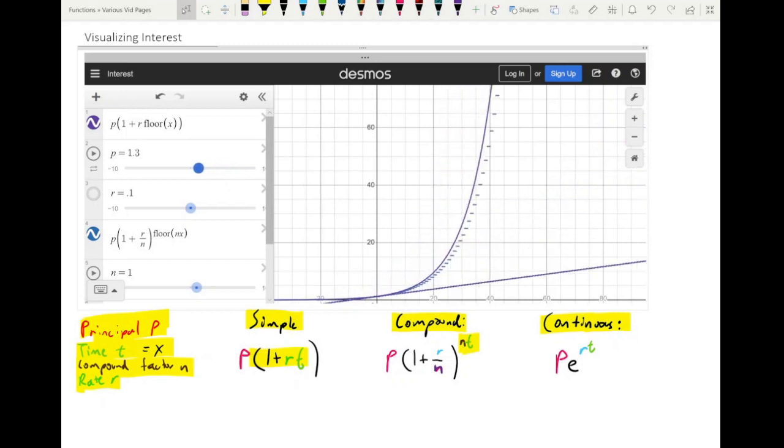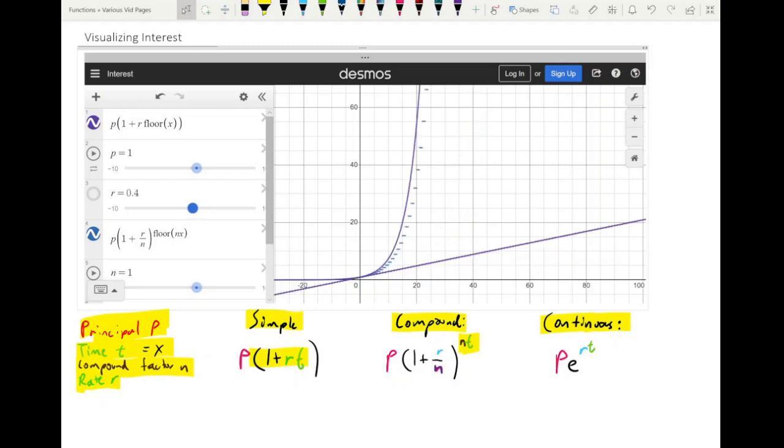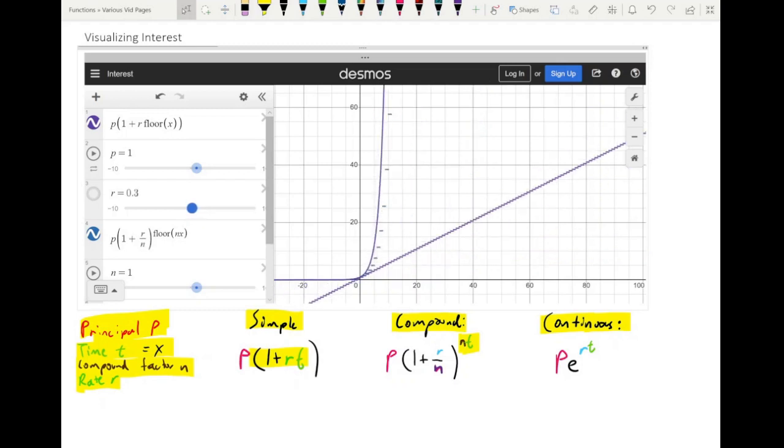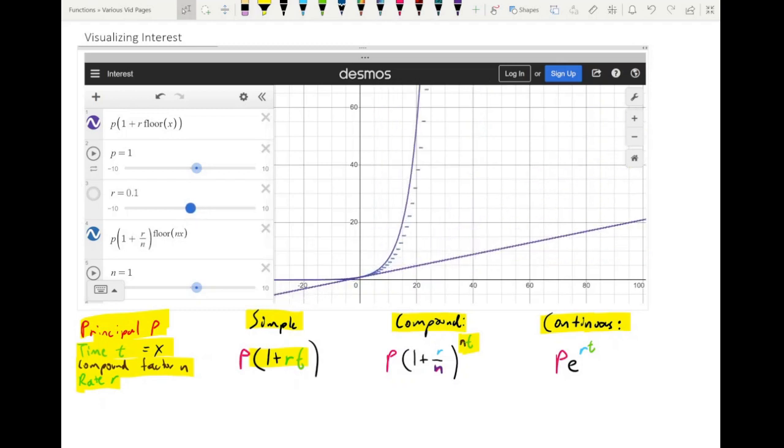Now if I bring my principal back down to 1, and I start playing with the rate, you see a similar thing, right? Playing with the rate has a much bigger impact than playing with the principal, but the ordering is still preserved. Simple is still worse than compound by a lot, and continuous is still better than compound, just by a little bit.